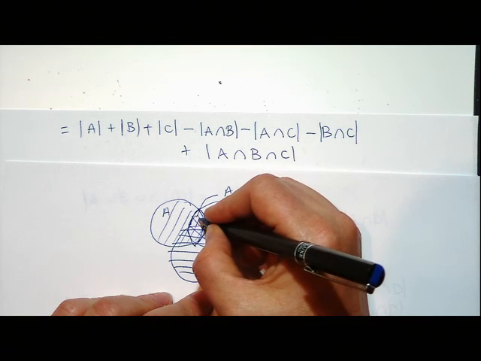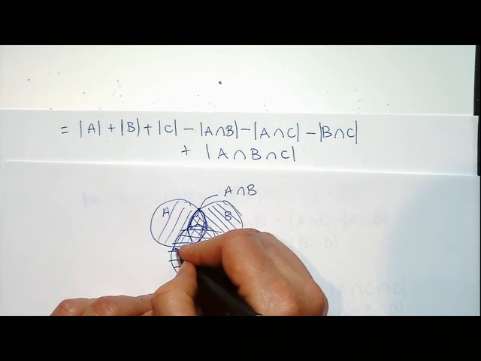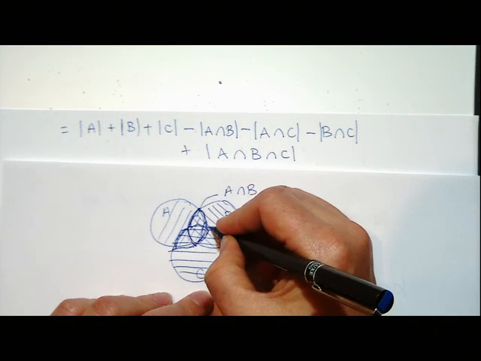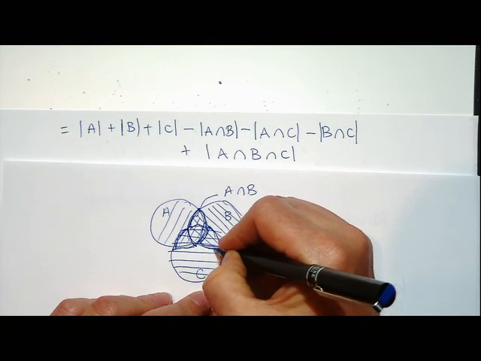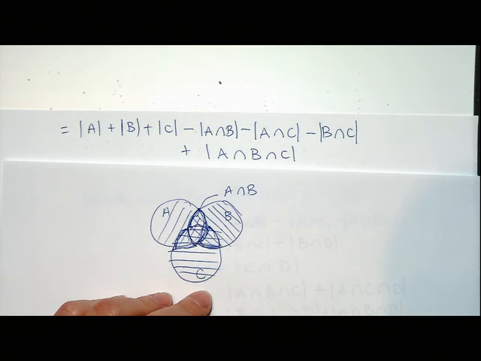So everything here is okay. Everything in this half football is all right. And this half football is all right because we've taken out one copy of it, and everything in that half football is all right. But this stuff in the middle got taken out how many times? It got taken out 3 times, so I need to add it back in.